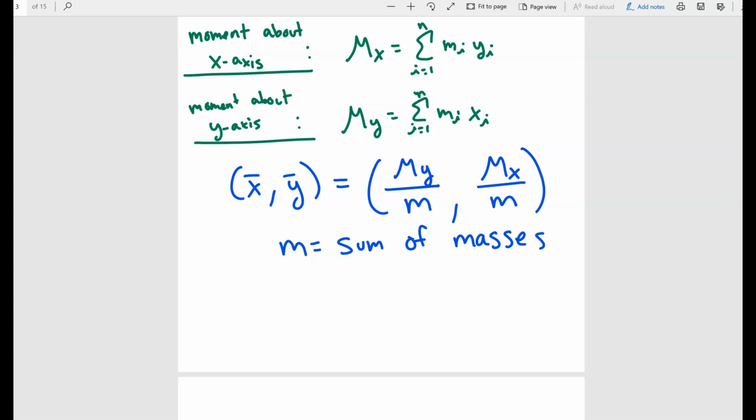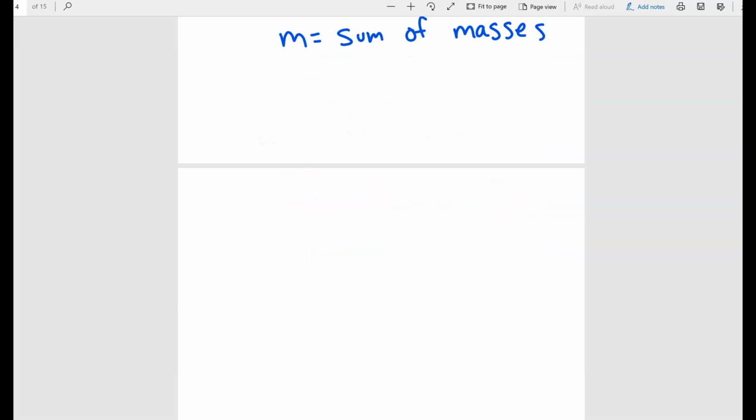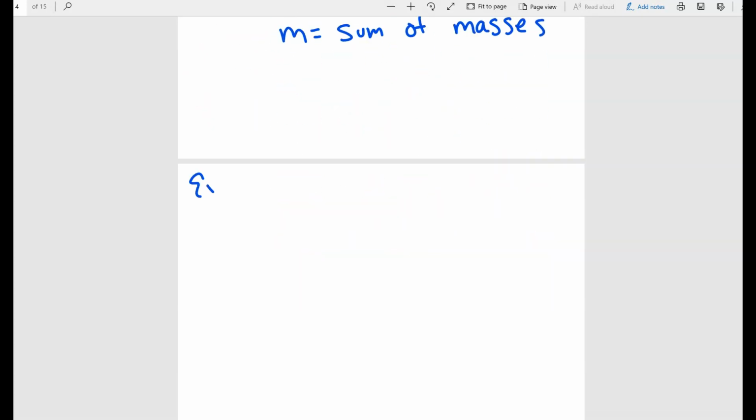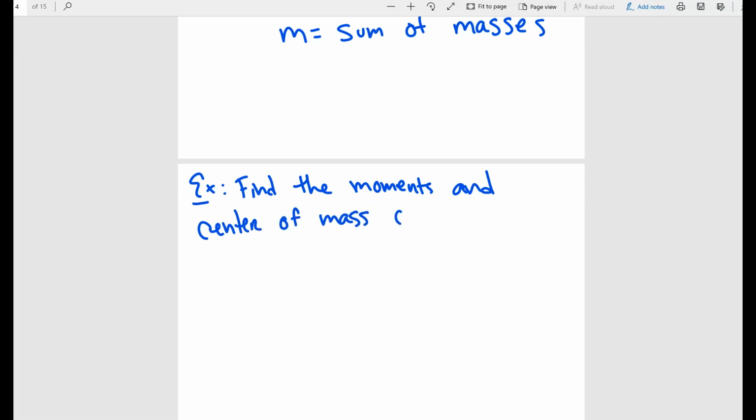Okay, so let's just do one quick problem with the 2D case. Let's just do an example. Let's say find the moments and center of mass of the system.